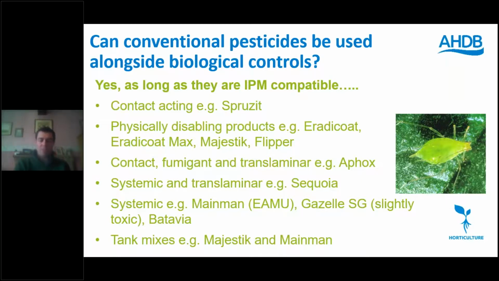Again, think about your aphid species. If you've got peach potato aphid, Myzus persicae, or melon cotton aphid, Aphis gossypii, this isn't really an option because they're highly likely to have some resistant individuals within that population. So that takes you further down the tree. You could think about systemic translaminar type products such as Sequoia. It's a relatively new insecticide that we're very pleased to have and want to be made use of, but don't overuse it. And we've got some other systemic products like Main Man.